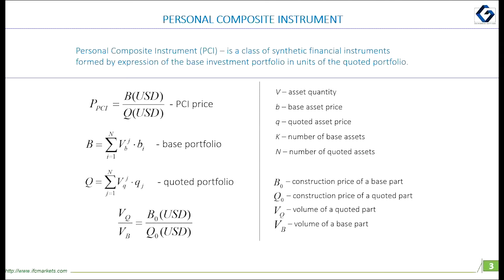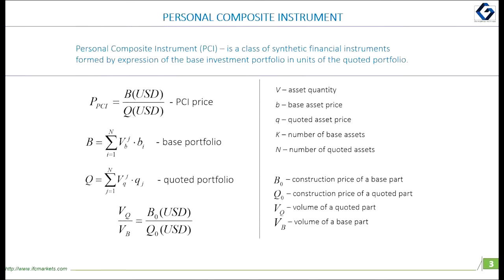These conditions state a connection between operated volumes of a base part and a quoted part. This relation is constant through the lifetime of PCI and is defined by initial prices of portfolios. I would like to remark again that PCI price is the relation of a base asset through the quoted asset if both are expressed in US dollars.